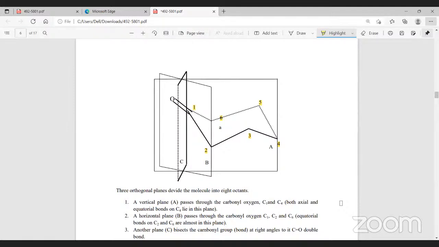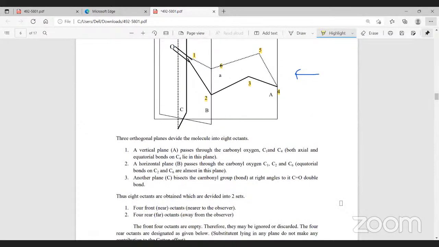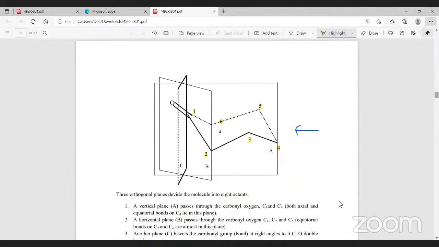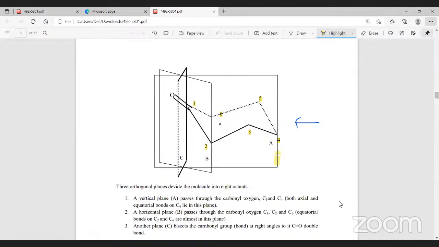So here the three orthogonal planes divide the molecule into 8 octants or 8 sectors. You have to see from this side, this view. First one, a vertical plane A. This is plane A. So don't confuse here.